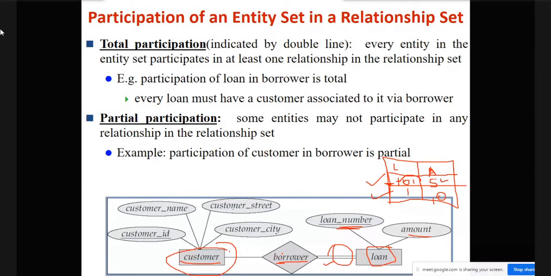Are participating in the relationship set. That is known as a partial participation. Clear the concept, total and partial? It is simple. Yes, sir. Yes.